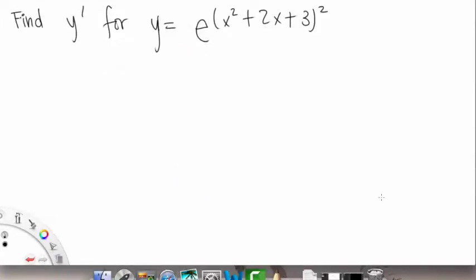So this example is going to be a little bit different, and you'll see why in a couple of moments. We're going to find y prime for y equal to e to the (x squared plus 2x plus 3) squared. All right, let's get started.